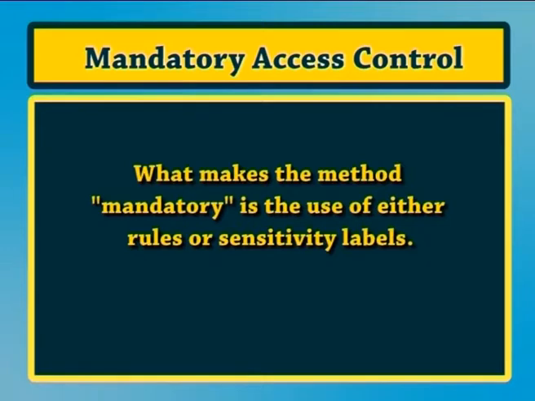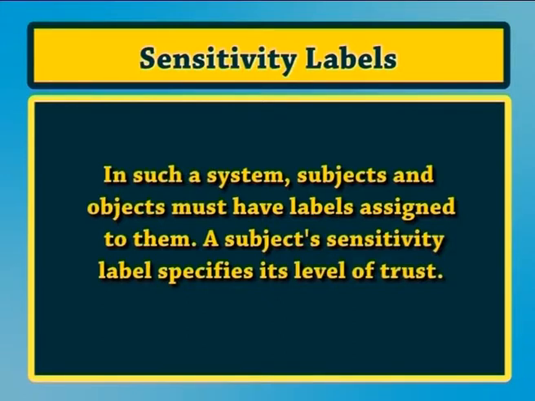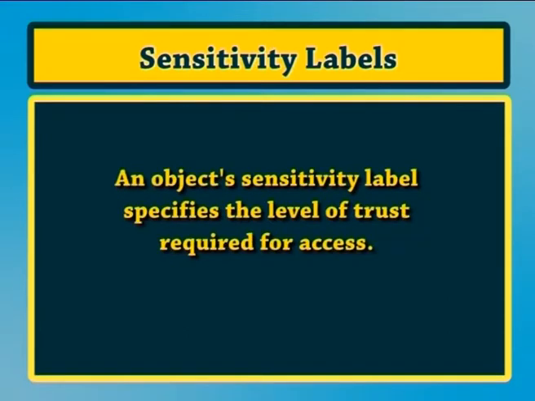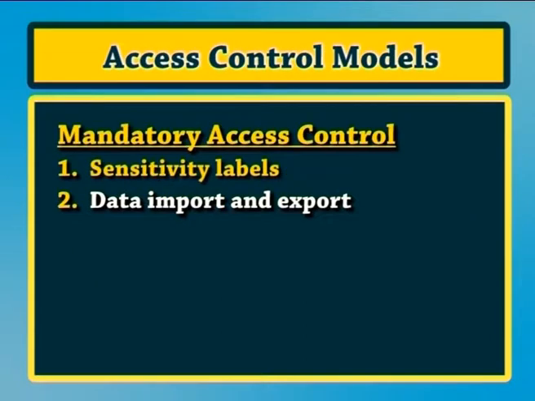What makes the method mandatory is the use of either rules or sensitivity labels. Let us discuss them one by one. Number 1, sensitivity labels. In such a system, subjects and objects must have labels assigned to them. A subject sensitivity label specifies its level of trust. An object sensitivity label specifies the level of trust required for access. In order to access a given object, the subject must have a sensitivity level equal to or higher than the requested object.